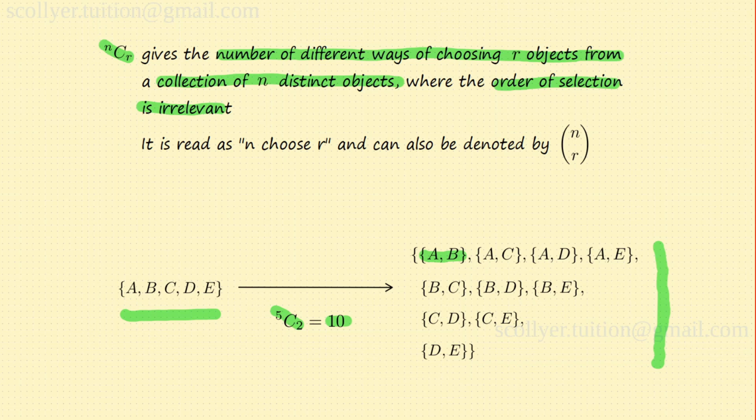nCr is generally read as n choose r, and it can also be denoted by this mathematical expression, 2 brackets with n at the top and r at the bottom. Both the notations nCr and this bracket notation are commonly used in mathematics.